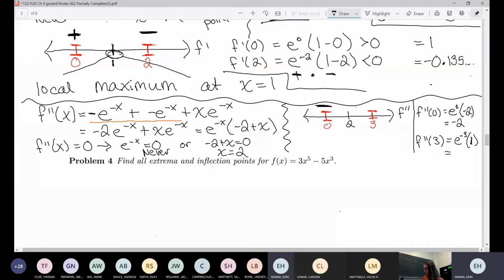What is the actual value, in case you're curious? 0.05 if I round. So that'll be a positive value. So essentially, our original function goes from concave down to concave up. I like to put the little concave pieces in there. Since it changes sign, we'll have an inflection point at x equals 2.